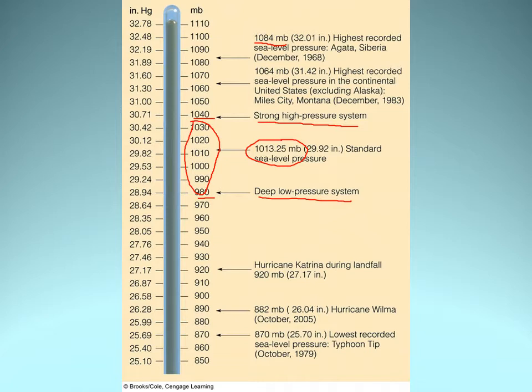And then an extreme low pressure at the surface was actually in a typhoon, Tip, back in October 1979. 870 millibars at the surface is extremely low. One of the reasons why hurricanes and typhoons, which are generally the same thing, are so strong.